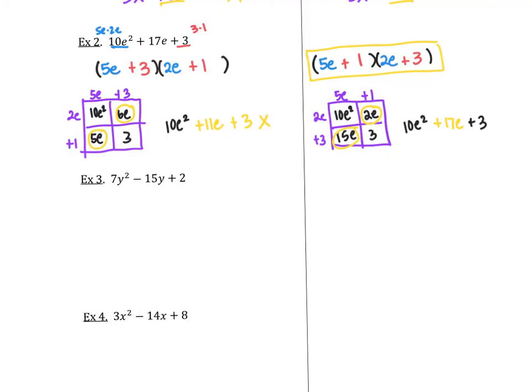Okay, so for example 3, I'm going to start introducing negative signs, but I'm going to do the same method. I'm just guessing and checking. Here, let me set up my second guess at the same time because I'm getting better at this. Okay, so 7y to the second must be 7y times y. Okay, let me look at the last number. It's a 2, so maybe 2 times 1, maybe 1 times 2, and it's a positive 2, so I'm going to try 2 and 1. Okay, now there's a negative sign in the middle, so actually it's going to end up being minus minus.